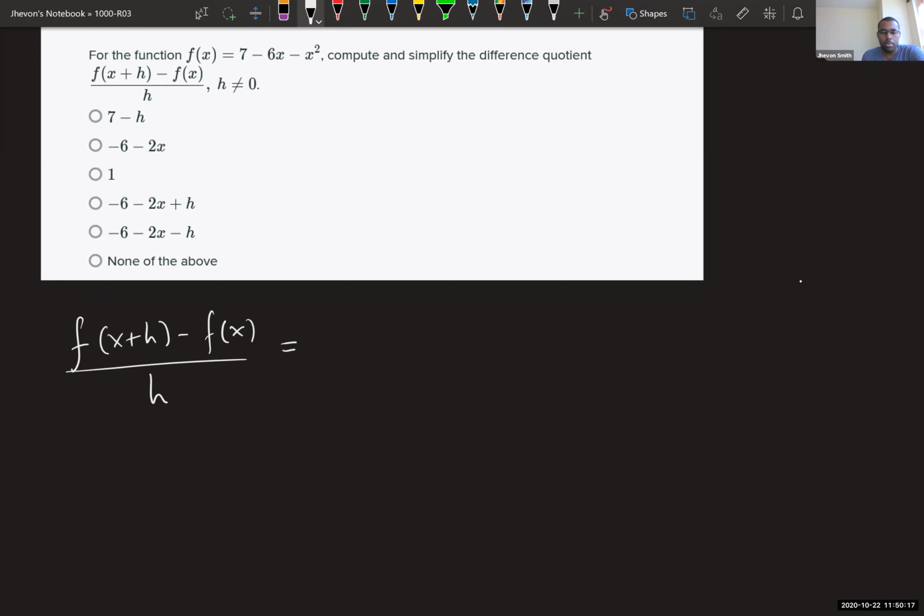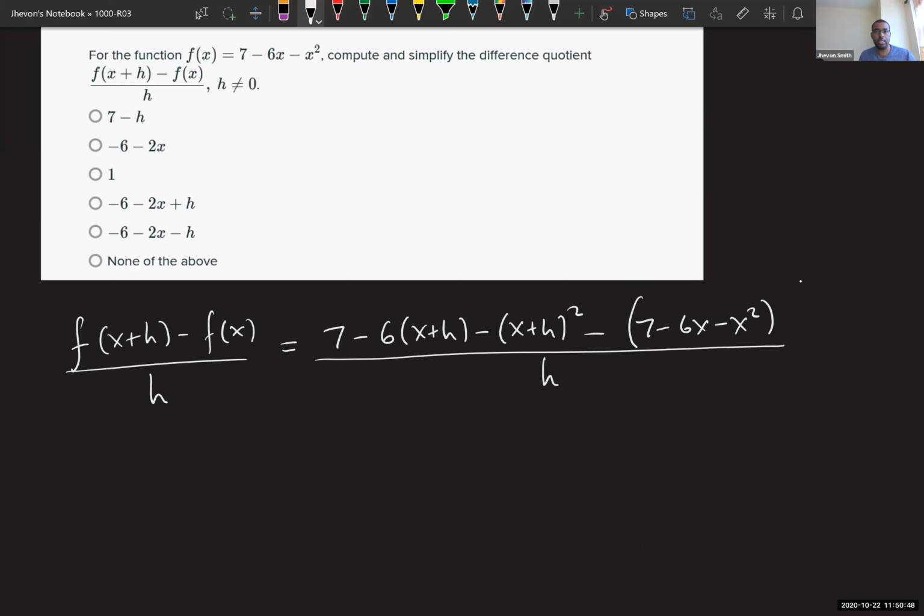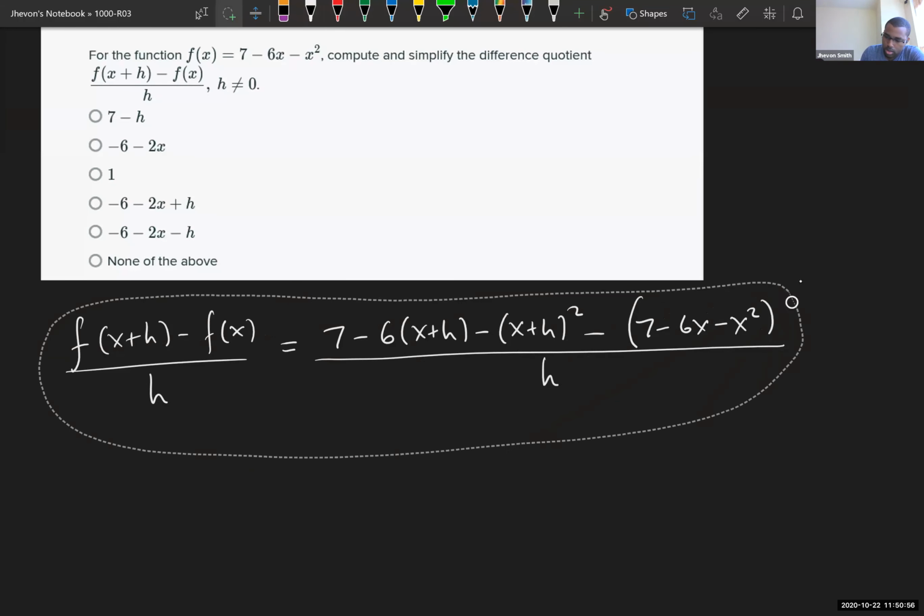So our f of x is 7 minus 6x minus x squared. So what I would do is for the f of x plus h, it means I replace every instance of x with x plus h in parentheses. So I would have 7 minus 6 times (x plus h) minus (x plus h) squared minus, parentheses, very important, often forgotten, (7 minus 6x minus x squared). So that's the first step. A lot of people who get problems like this wrong mess up on the very first step.